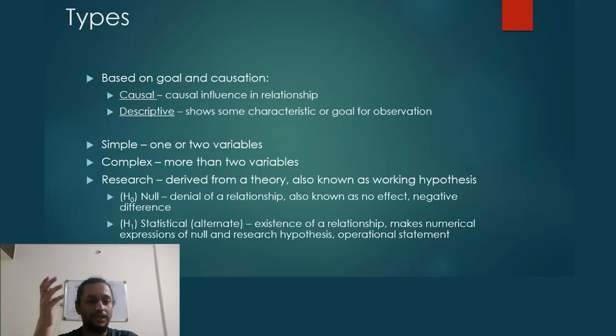A hypothesis can be a simple one with one or two variables. It can be a complicated, complex one, which has more than two variables. In general, hypotheses are two types. There is the null hypothesis and an alternate hypothesis, which is also known as the statistical hypothesis. A null hypothesis is represented by H and 0 in the bottom, and H and 1 for the alternate. A null hypothesis is when you say that there is no relationship between X and Y, that there is no effect, there is no relationship, there is no difference.